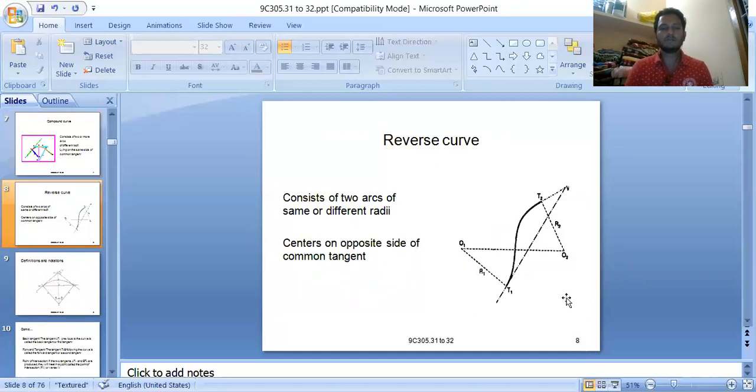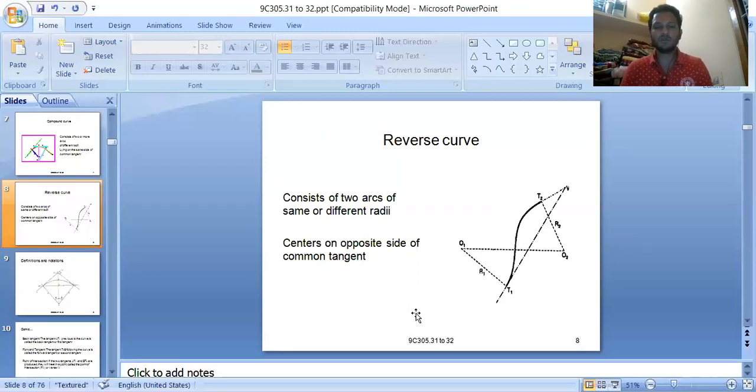Then the third type of curve is the reverse curve. It consists of two arcs of different radii or the same radii. But if we observe, the common tangent will have two arcs on either side. This is a reverse curve. So let us say this is the common tangent. We have two curves, this side and this side. So this is called a reverse curve.